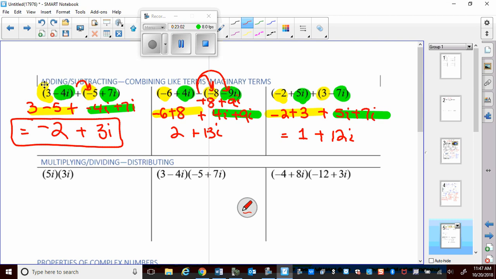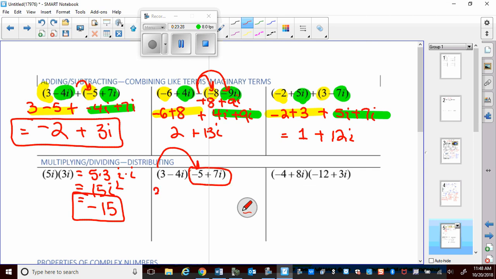What about when I have to distribute twice? Well, put your numbers together. So 5 times 3, and then i times i, that's 15i squared. You do need to simplify. This equals negative 15, and here's my final answer. Over here, we're distributing 3 to all of this, so I rewrite it: 3 times the quantity of negative 5 plus 7i's.